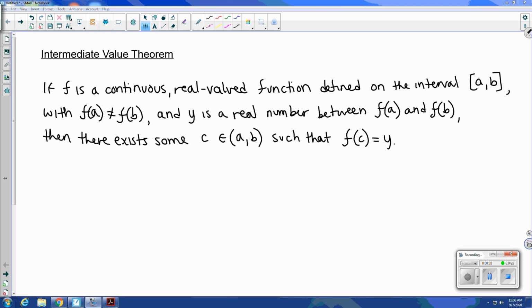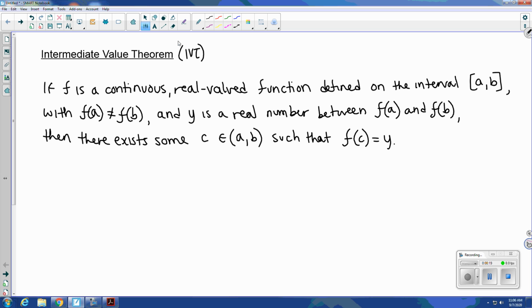The intermediate value theorem. This is one of the several theorems in this class that you will be required to know and understand. I'm going to use the abbreviation IVT often, so if you ever see that, this is the theorem I'm referencing. So let's read through the theorem itself.